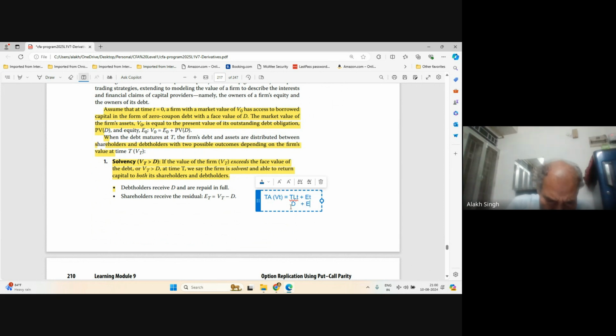If I'm writing T, then I will have to write DT as well. So DT for VT, that's what he is writing. So ET is equal to VT minus D. Okay, he's writing just D. If he's writing ET, then he should write DT as well.